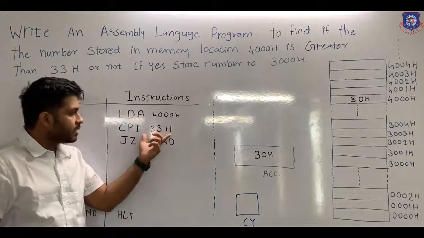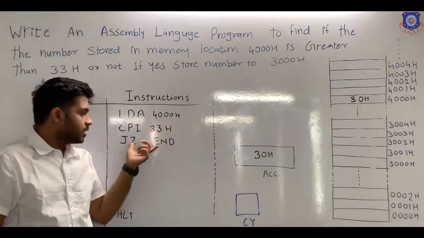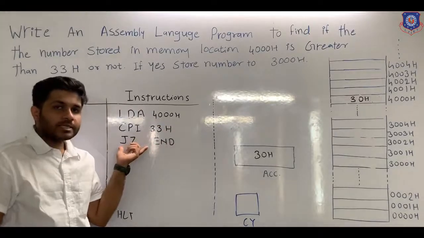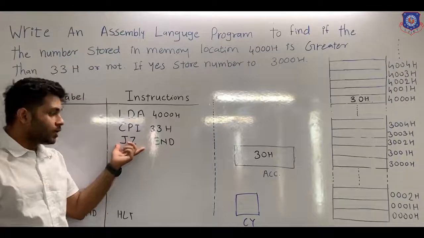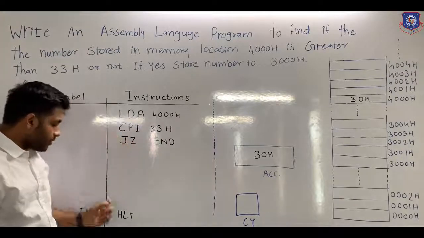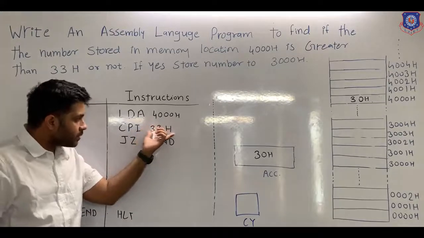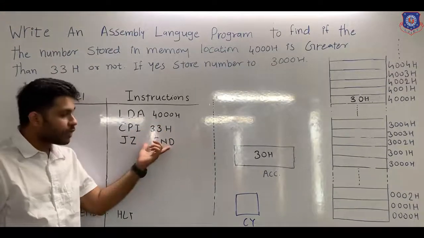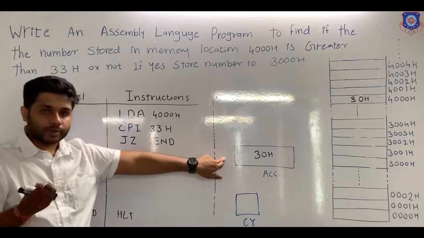Now after comparing, means after performing 30 minus 33H, will the zero flag be set? No, zero flag will not be set. So zero flag will not be set, it means the program will not jump to end. So when we perform CPI 33H, and if the zero flag will not be set, in that case we will check whether the carry flag is set or not.